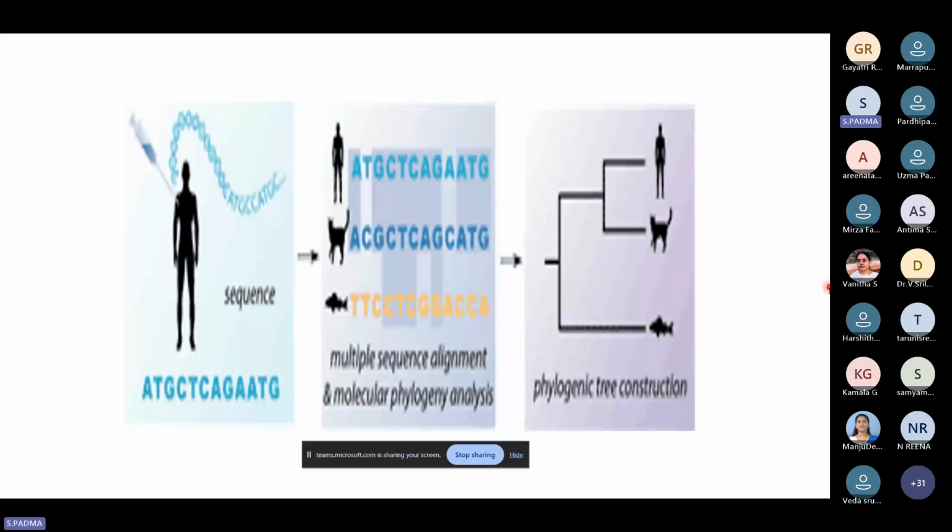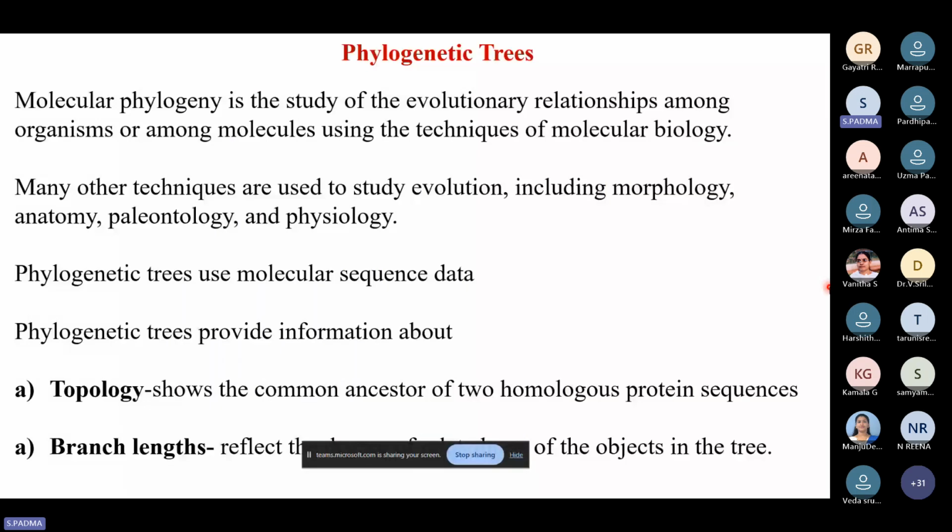Okay, so let us briefly see what these phylogenetic trees are. To define that, molecular phylogeny is a study of evolutionary relationship among organisms, that is, different organisms, or among different types of genes, using the techniques of molecular biology. And why do we study this tree construction? In order to understand the evolutionary significance, which can be related to their physical appearance, that is morphology or anatomy. The anatomy is with reference to the body parts.